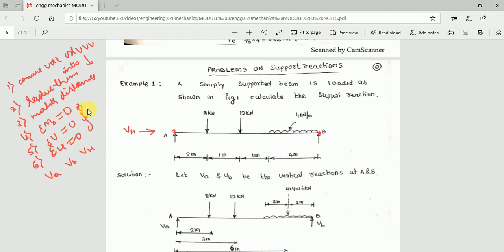So in every problem this procedure will repeat. First convert UDL or UVL into concentrated load. Then, if any inclined forces are there, resolve them. Then properly mark the distances from any one support. Then find the moment about a support and equate it to 0. The algebraic sum of vertical forces is equal to 0, and the algebraic sum of horizontal forces is equal to 0. Use these three conditions and find the values of the support reactions. In this manner you have to solve the problems related to support reactions.